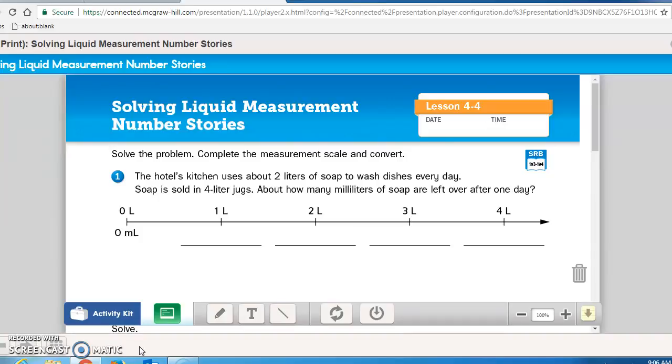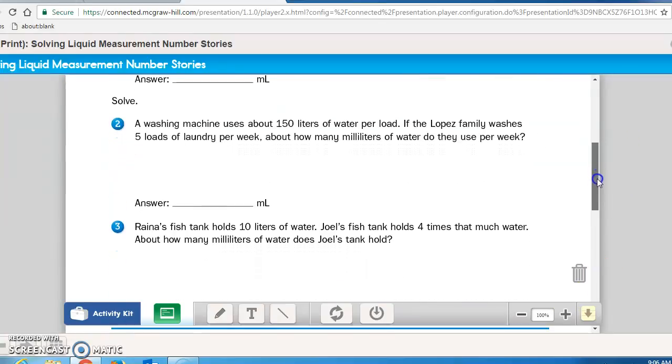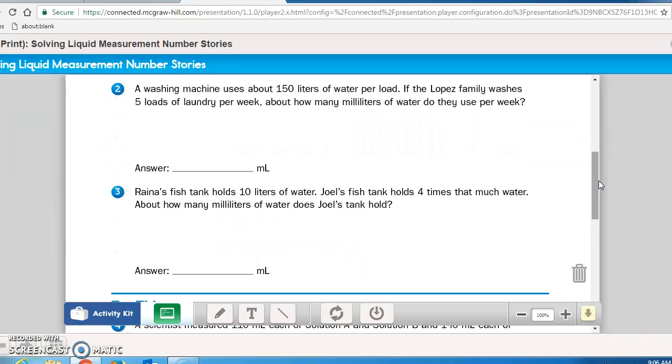Now I want you to get out Math Journal page 115. We just completed number 1. I want you to try to do 2, 3, 4, and 5 on your own. I will read them to you in case you need to pause the recording and then go back and do them. Number 2 says, a washing machine uses about 150 liters of water per load. If the Lopez family washes 5 loads of laundry per week, about how many milliliters of water do they use per week?